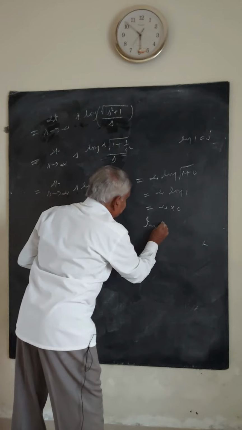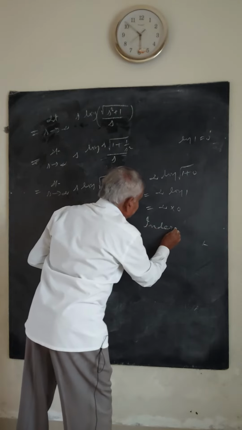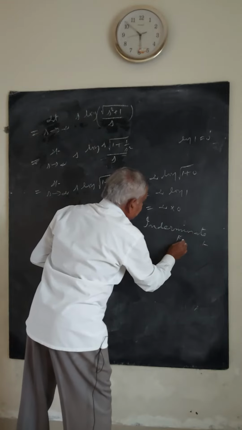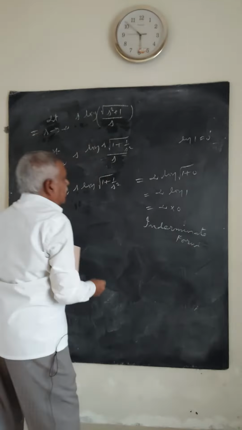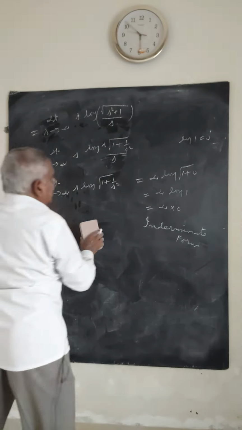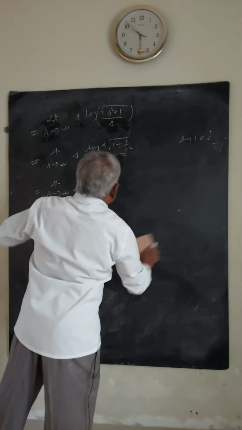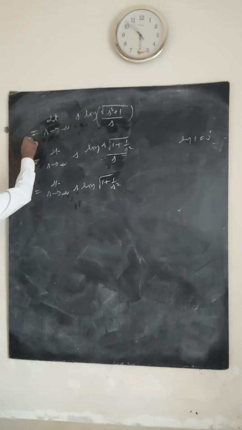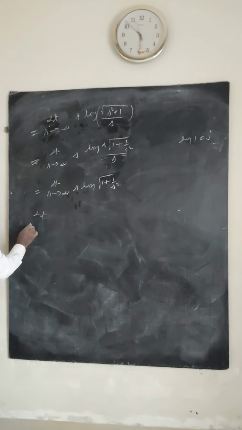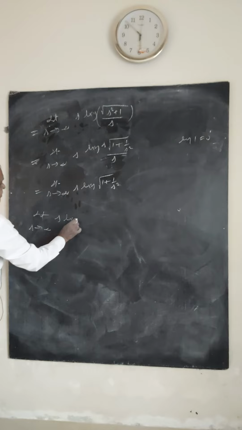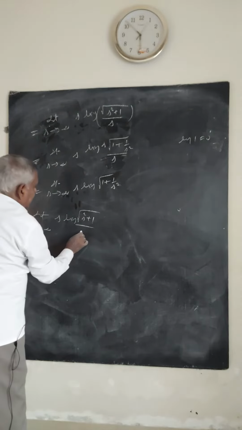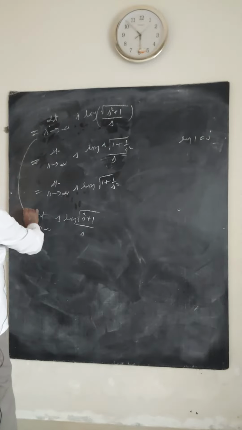Indeterminate form. Indeterminate form. Therefore, coming from the front, again we write: limit s tends to infinity, s log of (root of s square plus 1) by s. Again, taking this here.